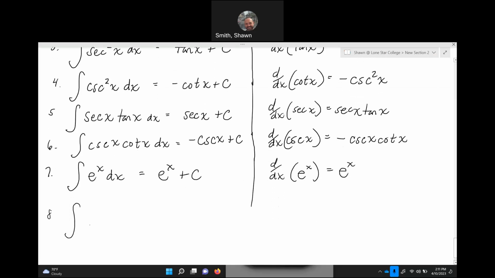The antiderivative, or integral, of 1 over x dx. That's the same thing as saying x to the -1. We said we can't do that with the power rule because you add 1, you get 0, and divide by 0. That doesn't work. But there is a function whose derivative is 1 over x. This is the natural log of x, and I'll put an absolute value because the argument has to be positive.